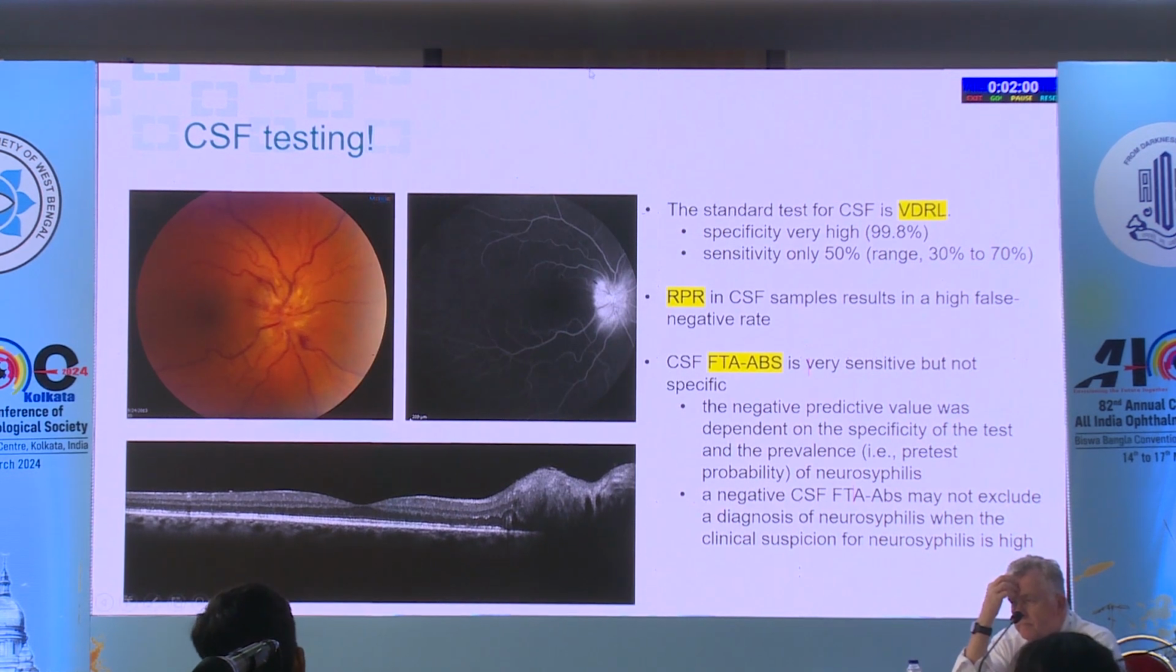Now, this brings me to the next thing, which is if you have papillitis, you need to do a CSF testing. And in the CSF, you need to check for VDRL, because RPR has a high false negative rate, and FTA-ABS is sensitive but not specific.